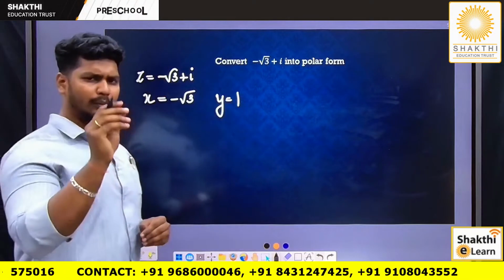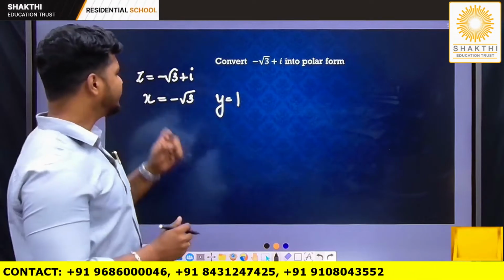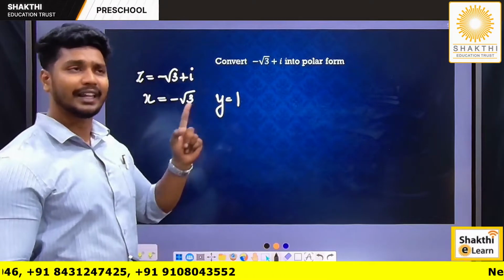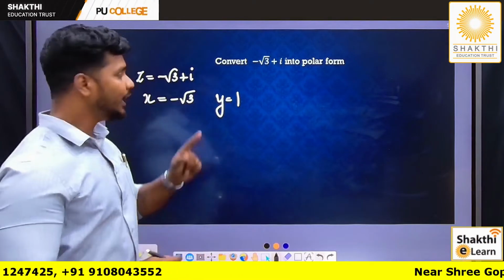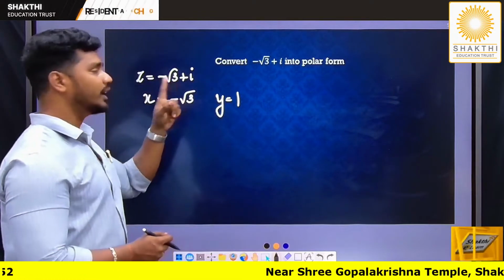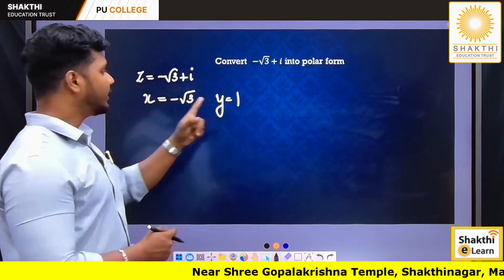1. One more mistake that you students make is you'll consider the value of x as minus root 3, but the value of y you'll consider as i. No, it is not i. It is the real part and the imaginary part that you have to consider. The imaginary part is 1, not i. So x and y values you know.